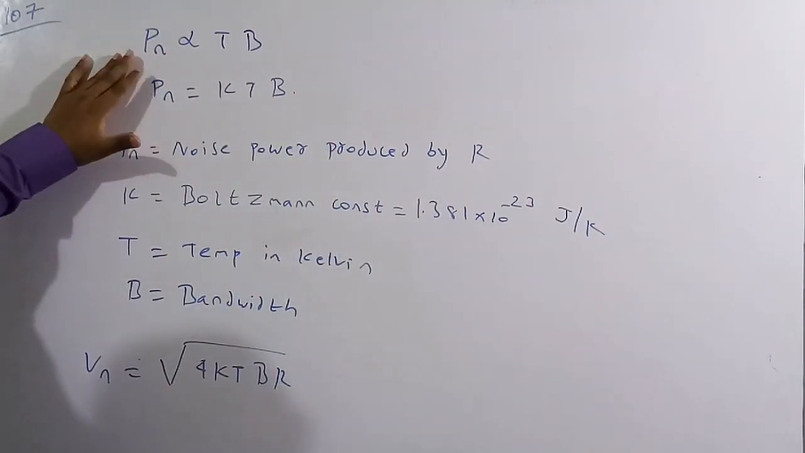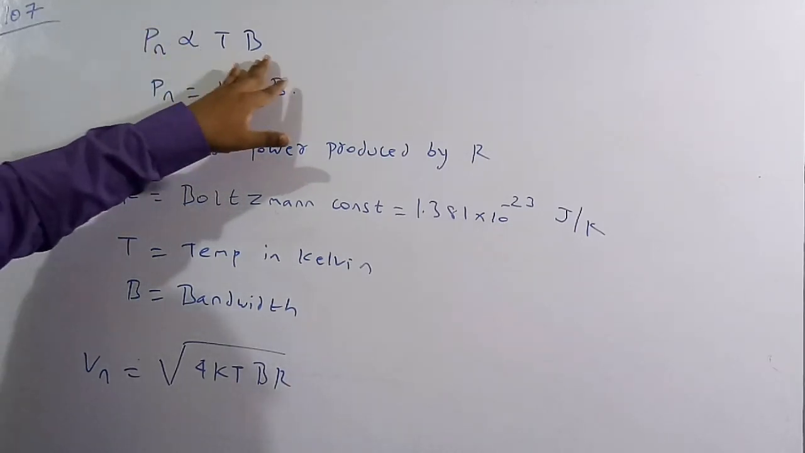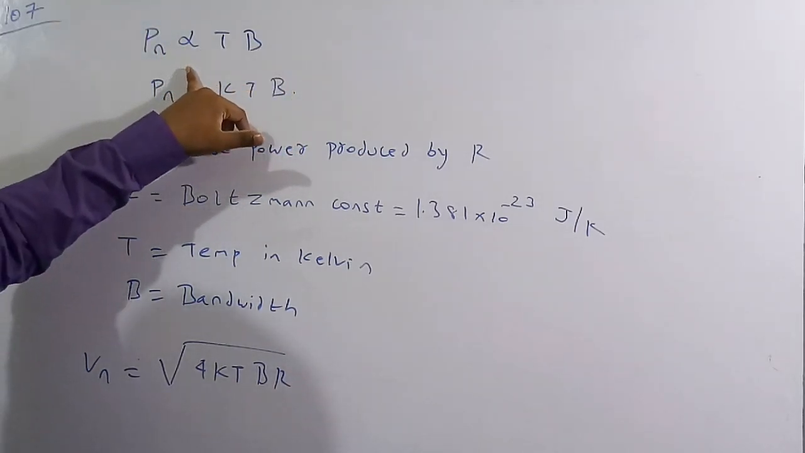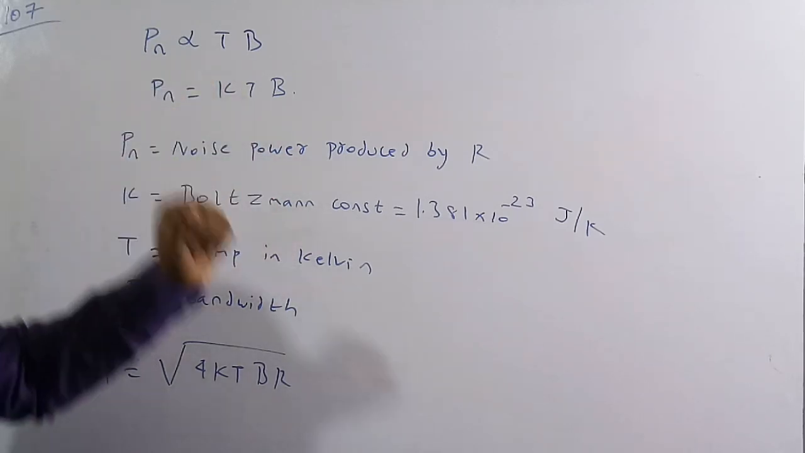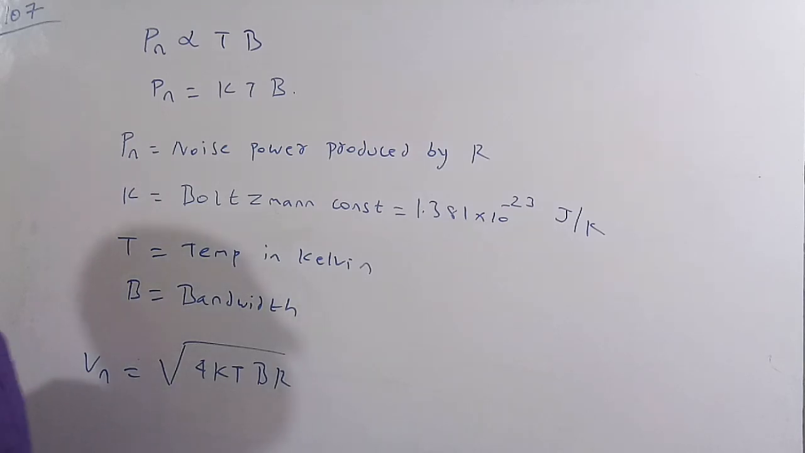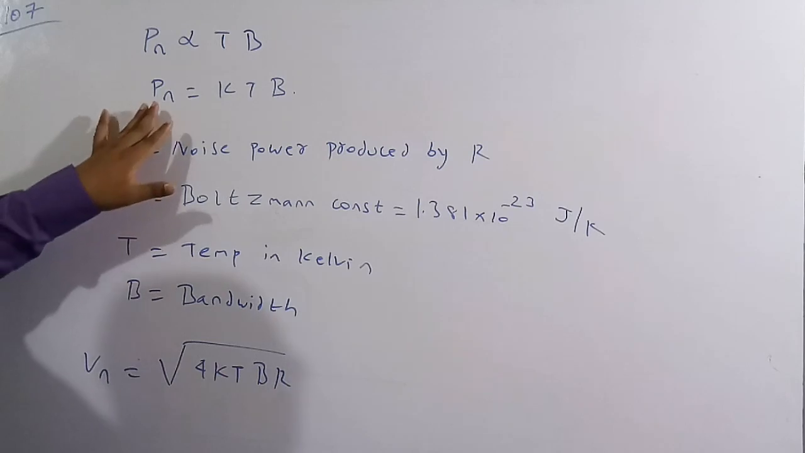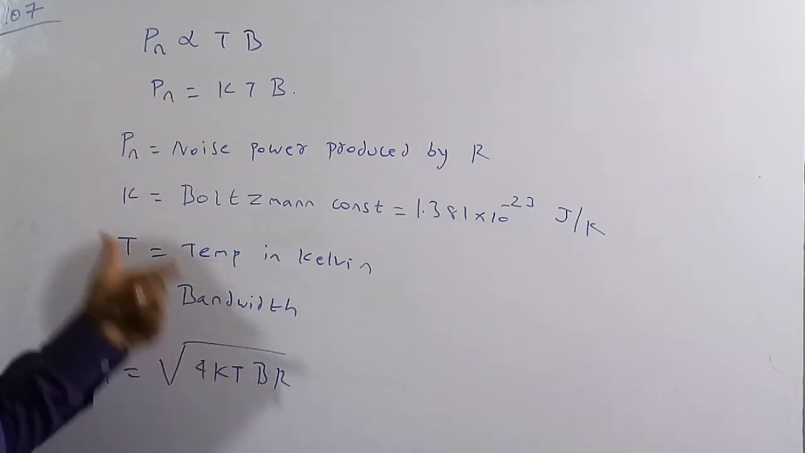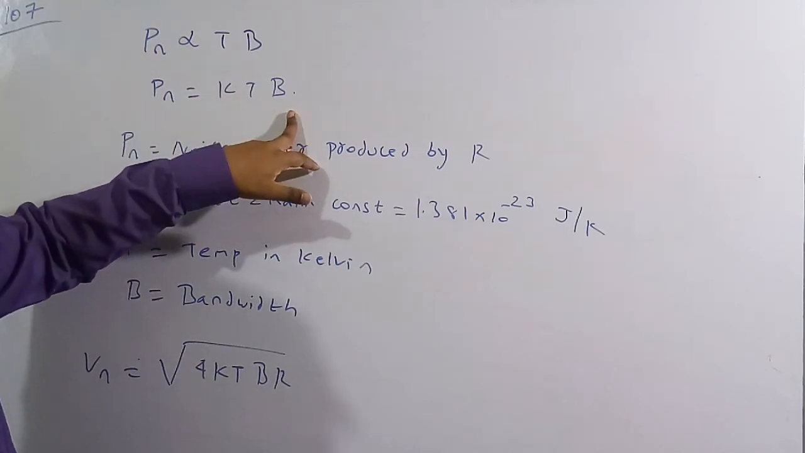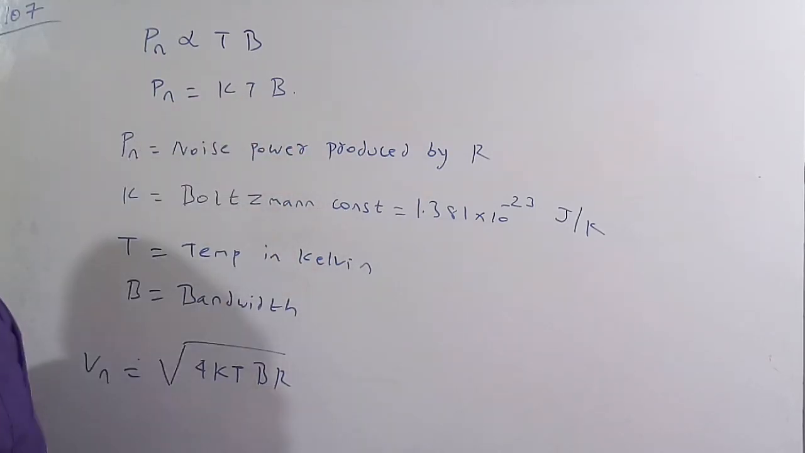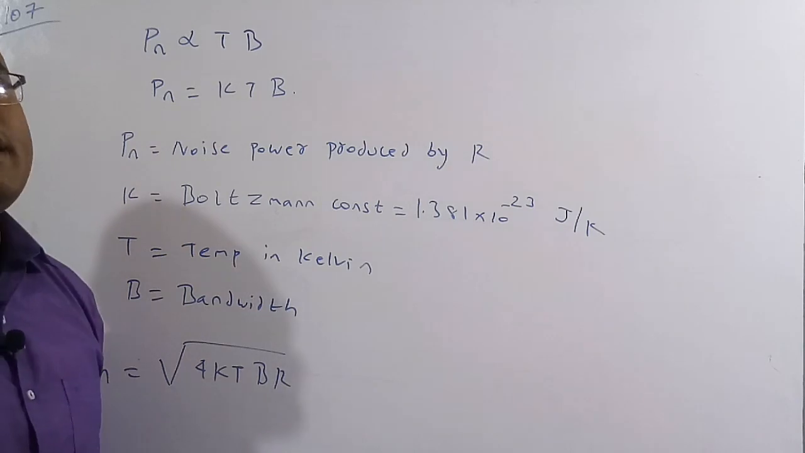We already know the noise power is directly proportional to temperature and also to its bandwidth. If you want to remove the proportionality, you have to introduce a constant. That constant is called K, the Boltzmann constant, whose value is 1.381 into 10 to the power of minus 23 joules per Kelvin. So Pn is the noise power generated by the noisy resistor, where T is the temperature in Kelvin and B is the bandwidth. Therefore at 0 Kelvin, or minus 273 degrees, the noise power is equal to 0, meaning the resistor is not going to induce any noise power.